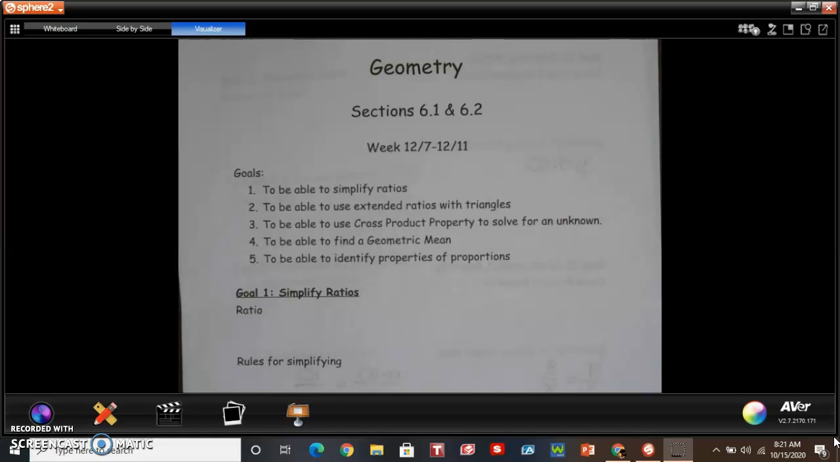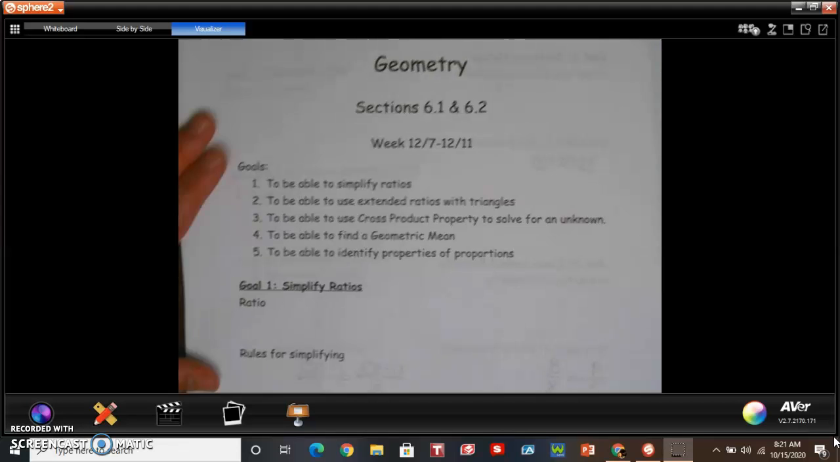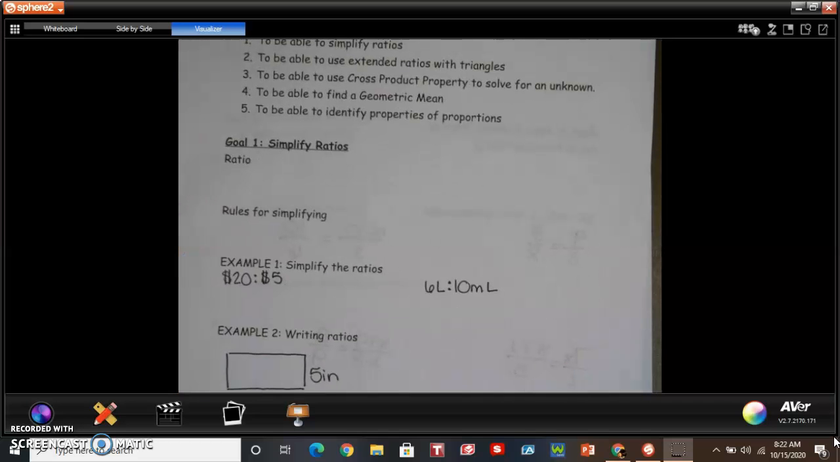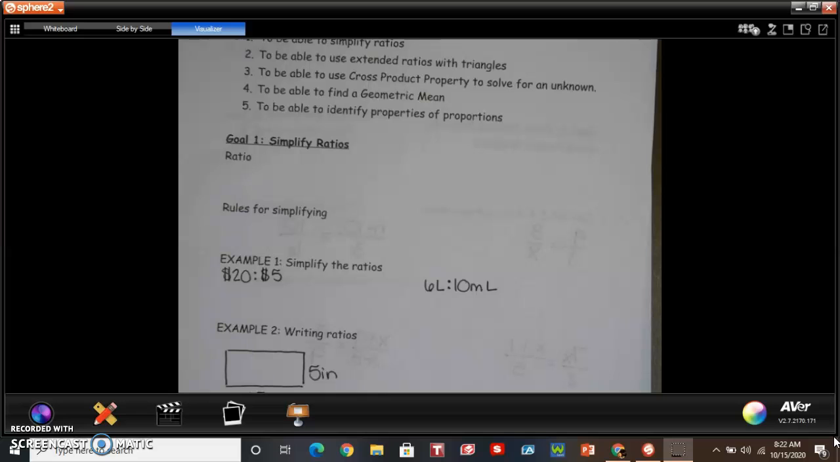A lot of this is going to be very review heavy when it comes to Algebra 1. You've already learned about ratios in Algebra 1. Now we're just going to take those ratios and proportions and apply them to geometry. So what exactly is a ratio? Example 1, simplifying ratio. We need to define what a ratio is. A ratio is known as a comparison of 2 numbers or quantities.